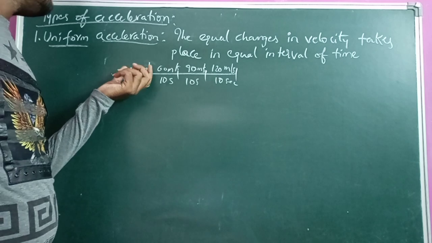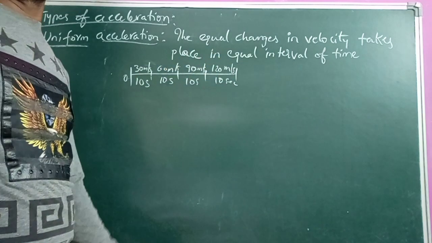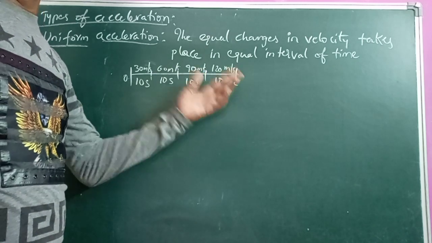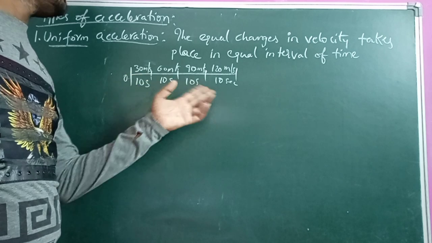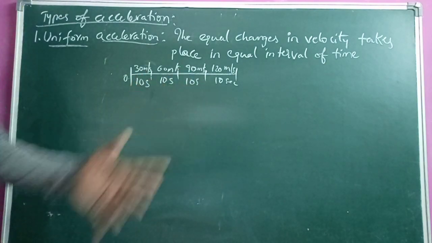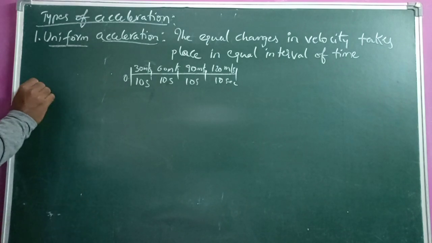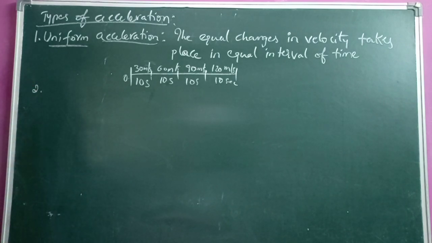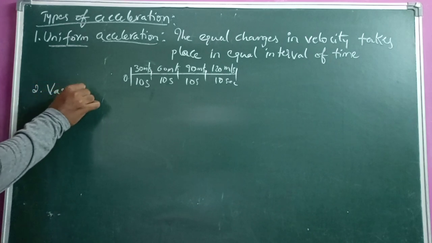If you observe this, the change in velocity is uniform, 30. Constantly it is increasing with equal intervals of time. So for 30 change in velocity, it takes only 10 seconds. If the body is traveling like this, then we call this uniform acceleration.